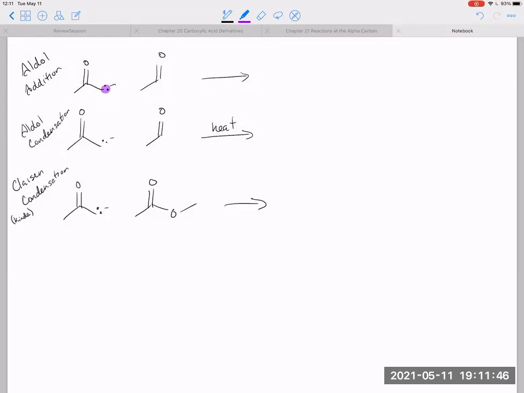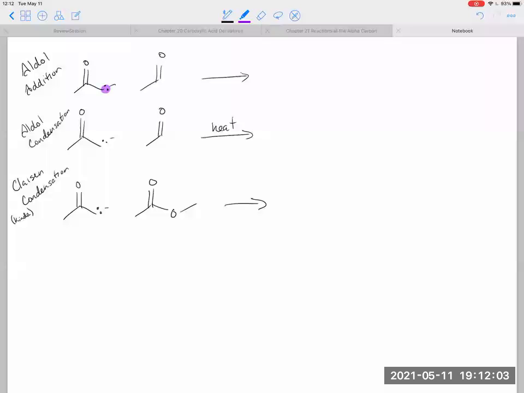Why can that alpha carbon play the role of the nucleophile? What's so special about that alpha carbon? It's not even actually the alpha carbon that's so special, it's that alpha hydrogen. What's so special about that alpha hydrogen? It's acidic, right? So it can actually be removed fairly easily.